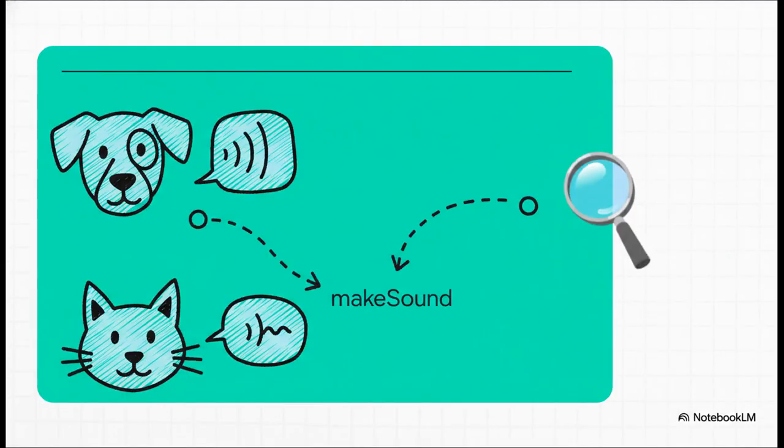And finally, we have polymorphism. It sounds a little complicated, but the name literally means many forms. And this powerful concept lets us perform a single action in different ways. For example, you could have one command like make sound, but a dog object would do it by barking, while a cat object would meow. It just makes the code so much more flexible and intuitive.